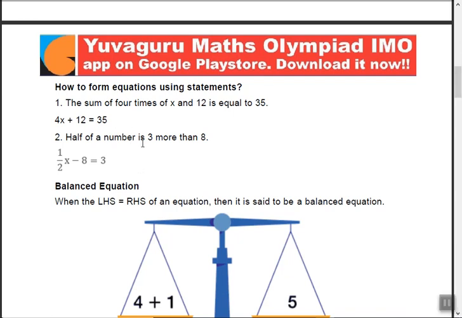Half of a number is 3 more than 8. Means x upon 2 is 3 more than 8. So x upon 2 minus 8 equals 3. Okay. Now what is the balanced equation?